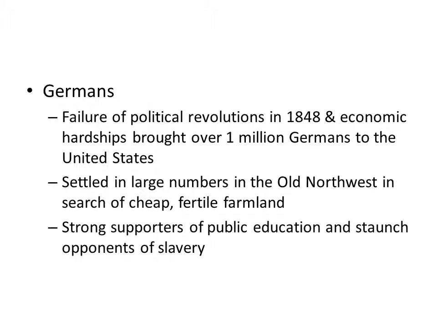The other major immigrant group to enter the country this time are Germans. The failures of the Revolution of 1848 and various economic hardships brought over 1 million Germans to the United States at this point. Now, they settle in large numbers in the old Northwest around the Great Lakes in search of cheap, fertile farmland. Now, they are also strong supporters of public education and staunch opponents of slavery.